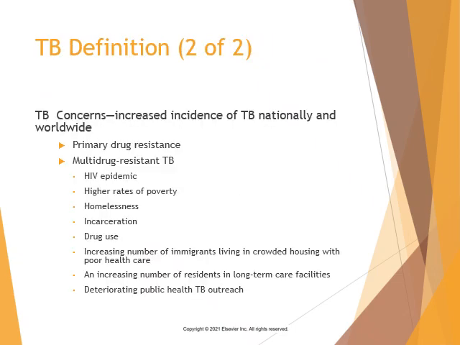Concerns: we are seeing increased incidence of TB nationally and worldwide. It's primarily drug resistant. We do have multi-drug resistant TB. And we see this with the HIV epidemics, higher rates of poverty in our homeless population, in our population that's incarcerated, with drug use, increased number of immigrants living in crowded housing with poor health care, increased number of residents in long-term care facilities, and we don't have as much public health TB outreach as we used to.